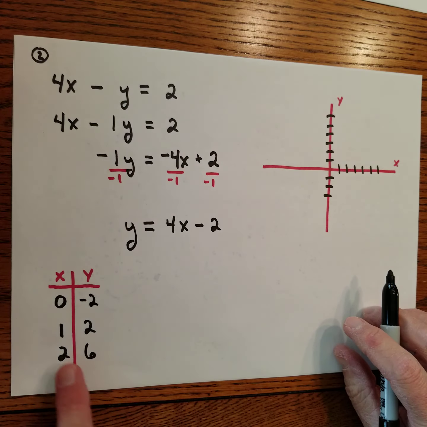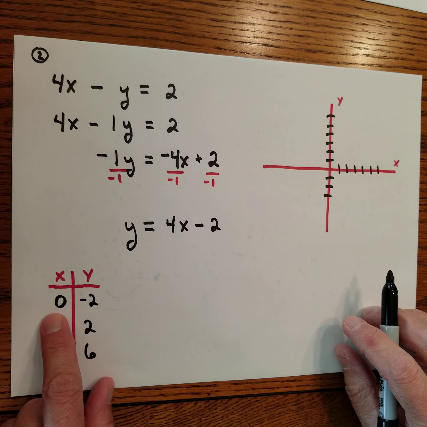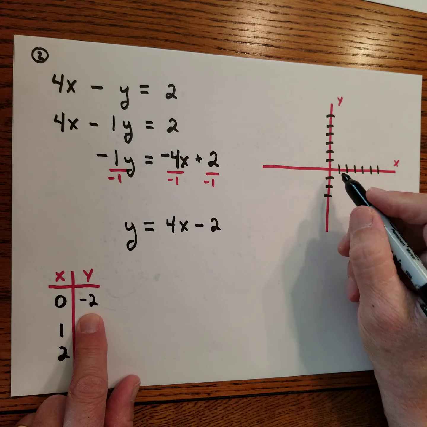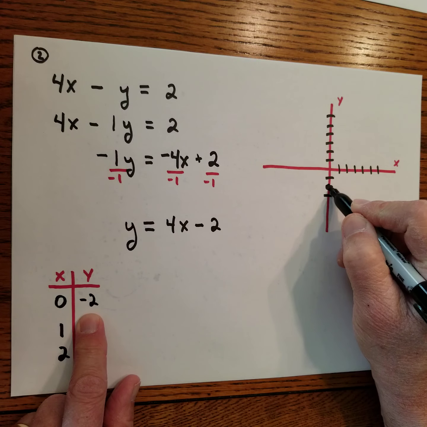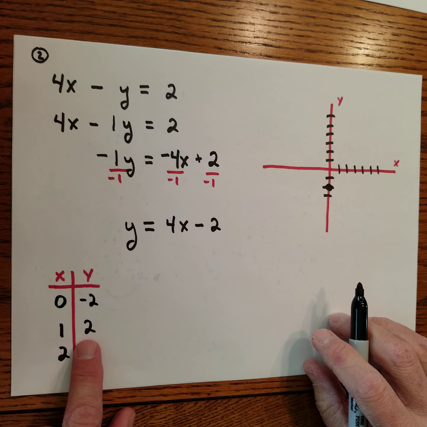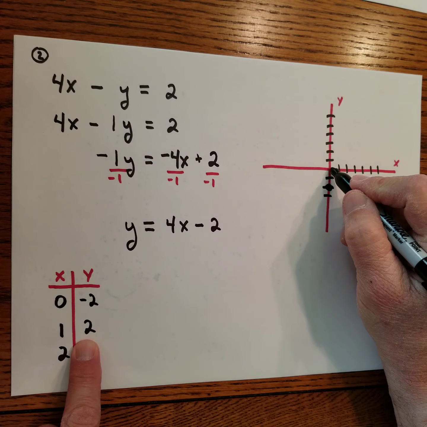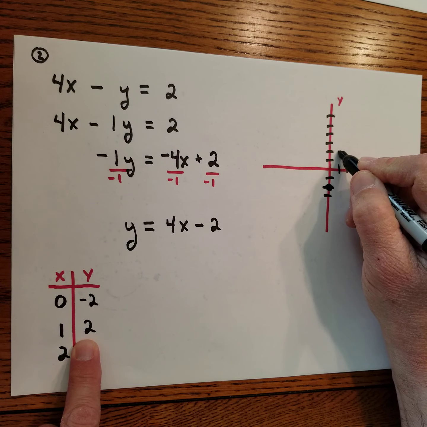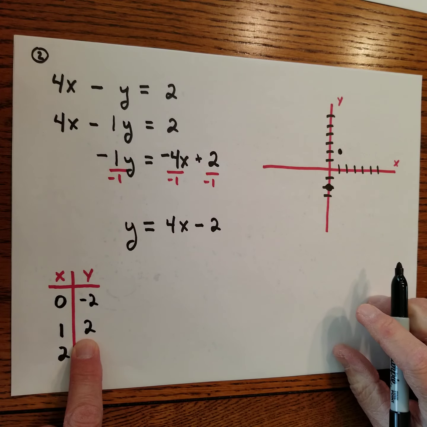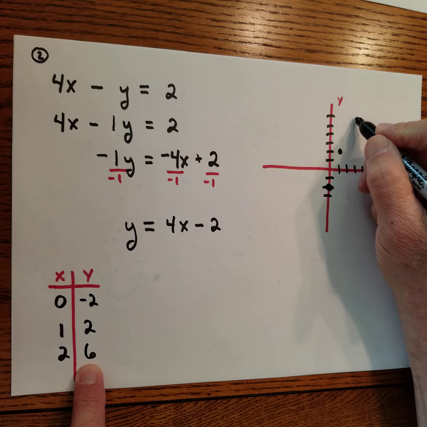Let's plot these points. When x is 0, y is negative 2. That's 0 left and right, and 2 down. When x is 1, y is 2. 1 to the right, 2 up. When x is 2, y is 6. 2 right, 6 up.